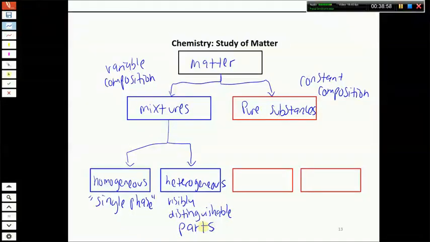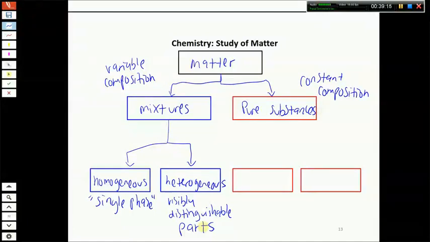So sand is a classic example of a heterogeneous mixture, where if you look at grains of sand, they're not all the same color, they're not all the same size either, but there's a few different things in there that are making up that composition. You can easily tell by looking at it, without a whole lot of effort, that it's not a single phase substance.